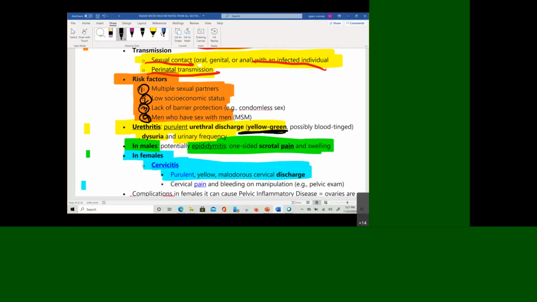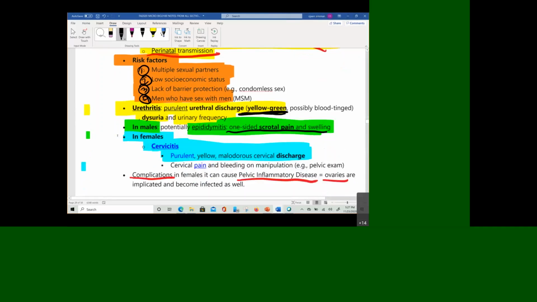In males, it can also present as epididymitis, which is a unilateral scrotal pain and swelling. In females, it would cause a purulent malodorous cervical discharge, causing cervicitis.